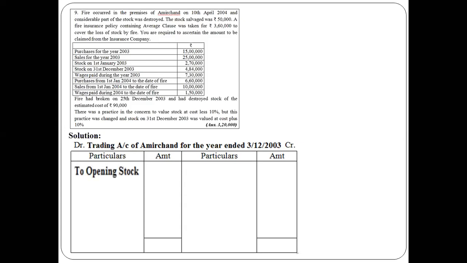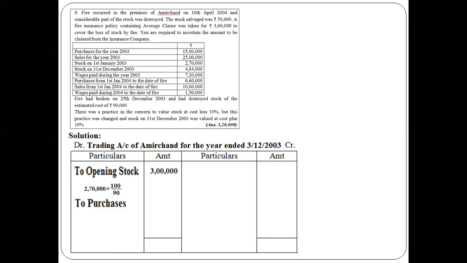Then opening stock. What is the value of opening stock? Opening stock value is 2,70,000, if you observe. But we had a practice of valuing at cost less 10%. So we need to convert it to cost. How to convert? That is 2,70,000. The numerator will always remain 100, divided by 100 minus rate. It is cost less, no? Therefore I have taken 90. So 2,70,000 into 100 by 90, I get 3 lakhs as our opening stock. Clear? Now we'll proceed with the purchases.